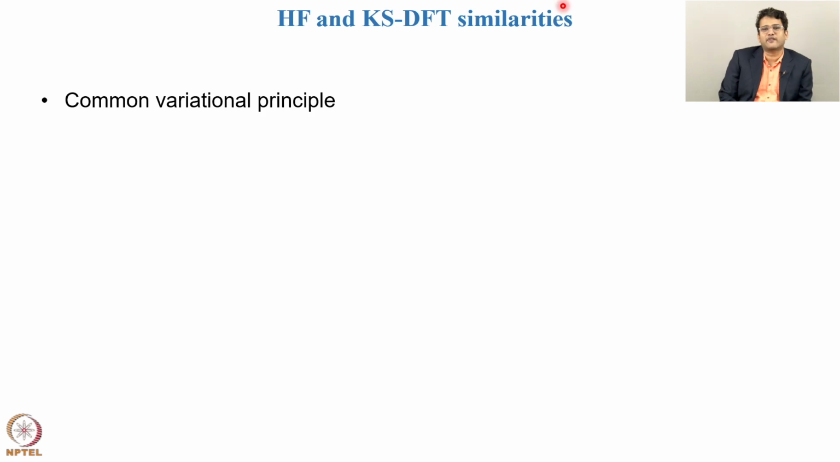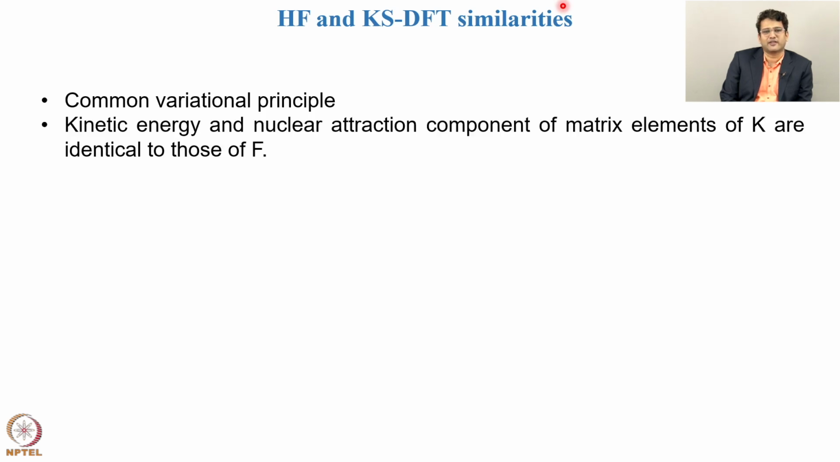In the Kohn-Sham DFT, of course, I will not vary the orbital as it is. I will vary the orbital, but in a backhand way, because I am using orbitals corresponding to a non-interacting system. The variation in the density can actually result in the variation in the orbitals. Now, the kinetic energy and nuclear attraction components of the K matrix, which is the Kohn-Sham matrix, are actually identical with that of the Fock matrix. They are the same form, same equations, everything.